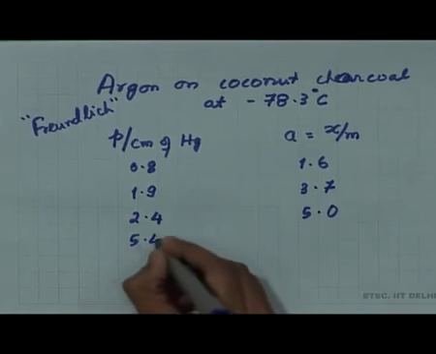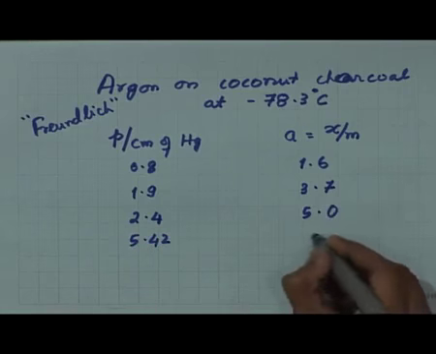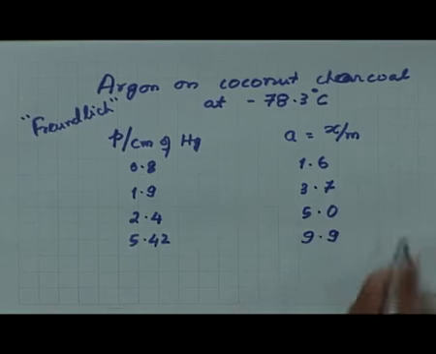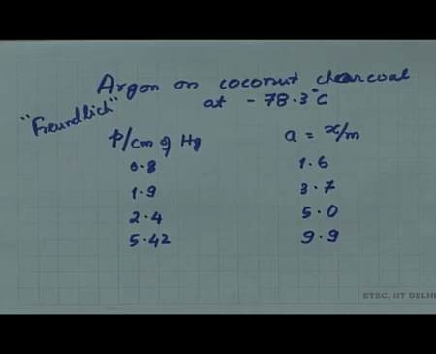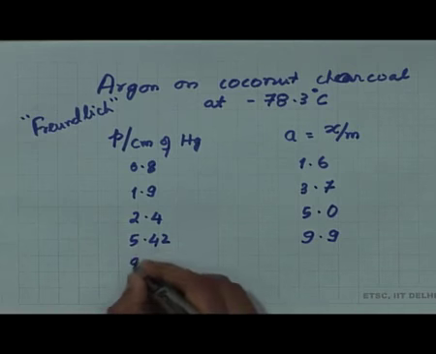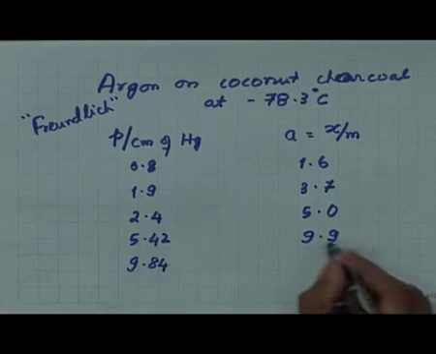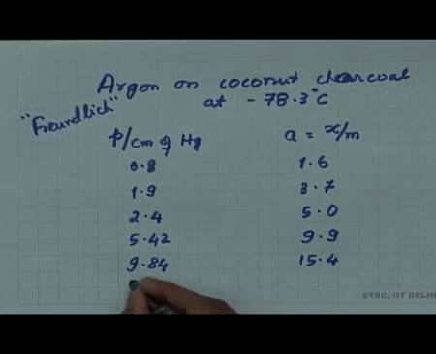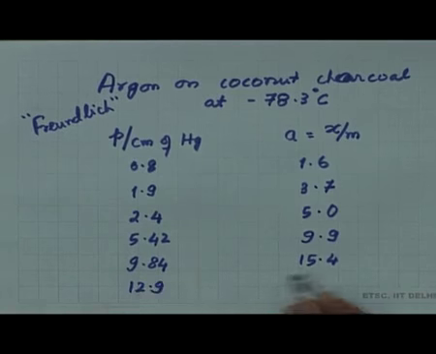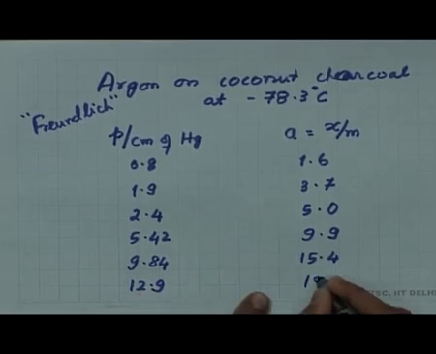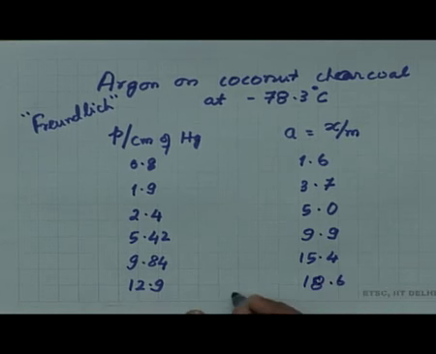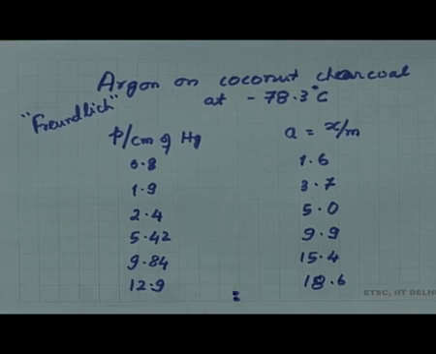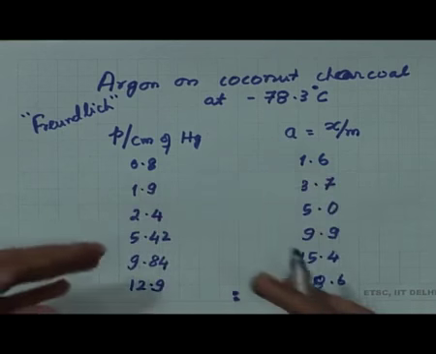At 5.42 centimeters of mercury, he measures coverage to be 9.9, and at 9.84, it is 15.4, at 12.9, it is 18.6. And his table goes on. Because I have run out of space, I will stop here. But I am writing this to give you an illustration of the kind of measurement that he has made.